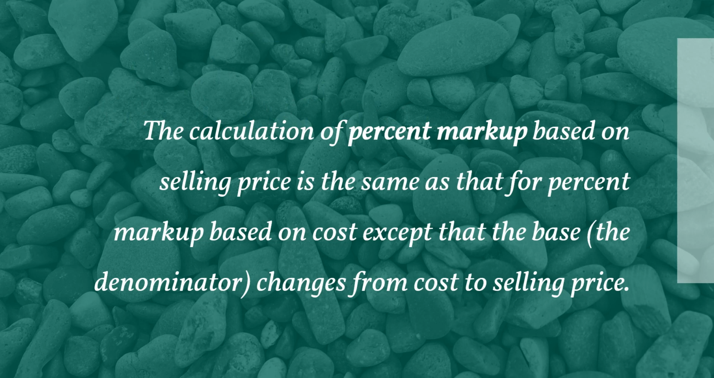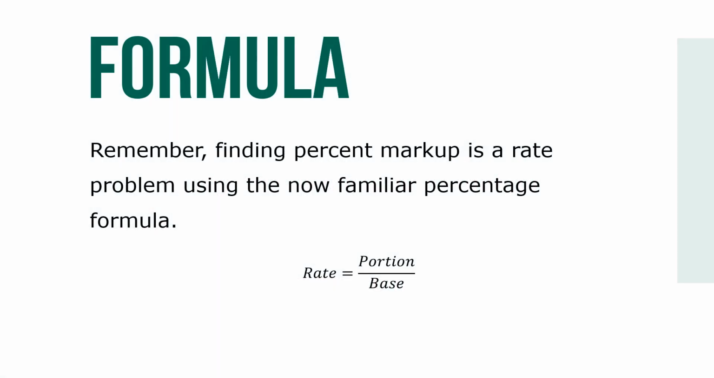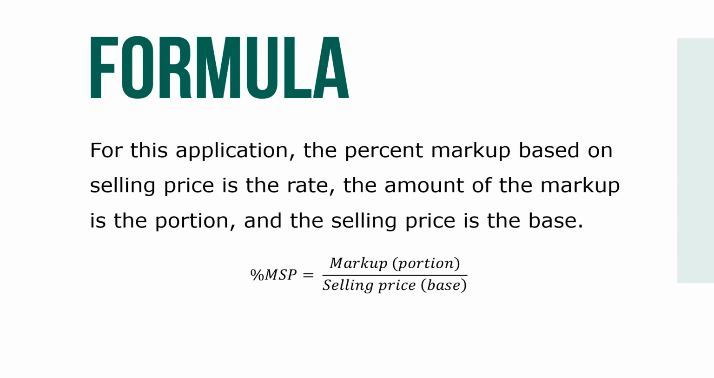The calculation of percent markup based on selling price is the same as that for percent markup based on cost, except for the base, the denominator, changes from cost to selling price. Remember, finding percent markup is a rate problem using the now familiar percentage formula rate equals portion over base. For this application, the percent markup based on selling price is the rate, the amount of the markup is the portion, and the selling price is the base. So percent markup of selling price equals markup, the portion, over selling price, the base.